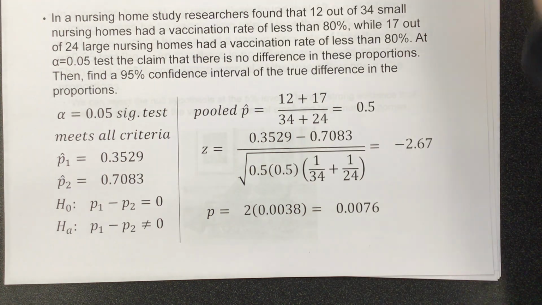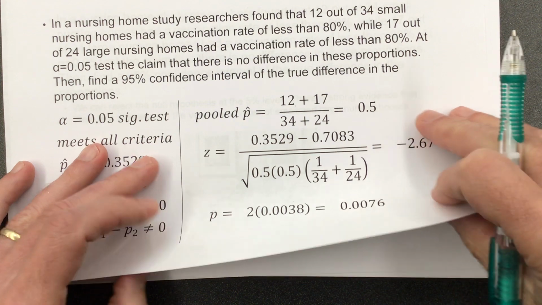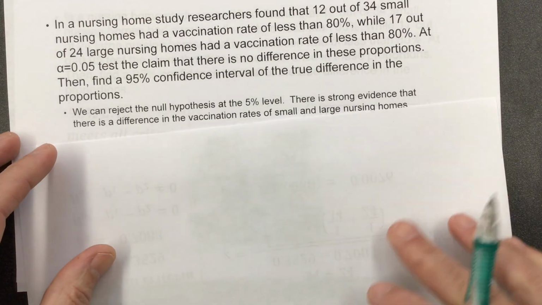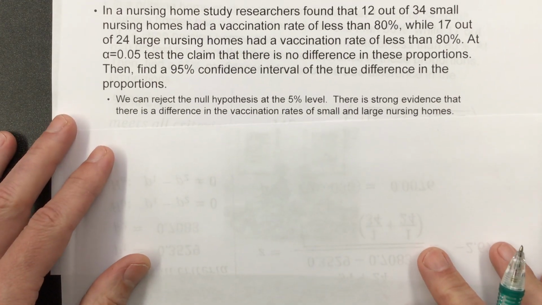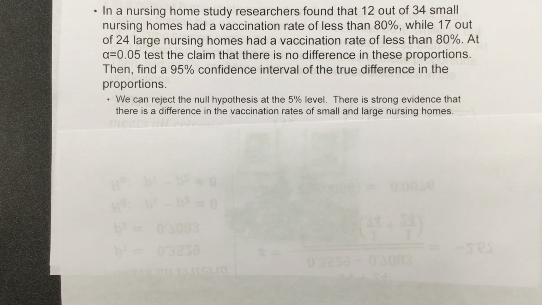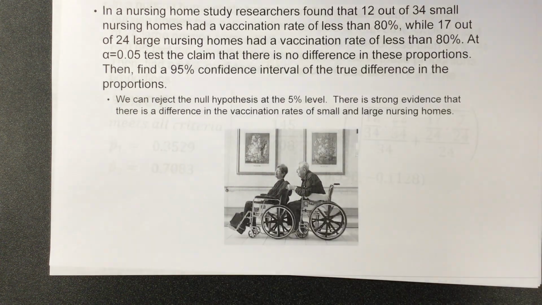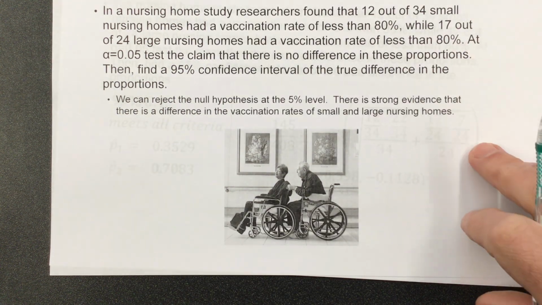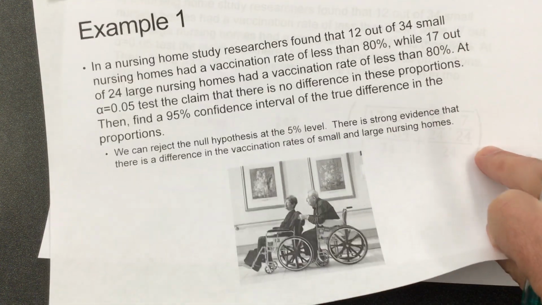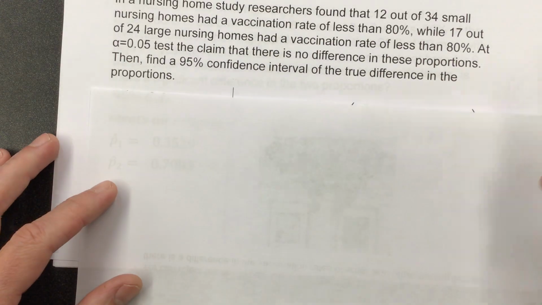Now, let's do our confidence interval. Oh, sorry, forgot the conclusion. Here's our conclusion. That's a really small p-value, less than 1%. So we're going to reject the null hypothesis and say we have strong evidence, or even very strong evidence, that there's a difference in the vaccination rates between small and large nursing homes. Okay? All right.